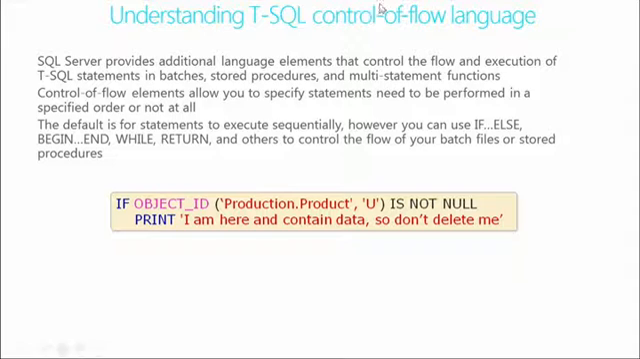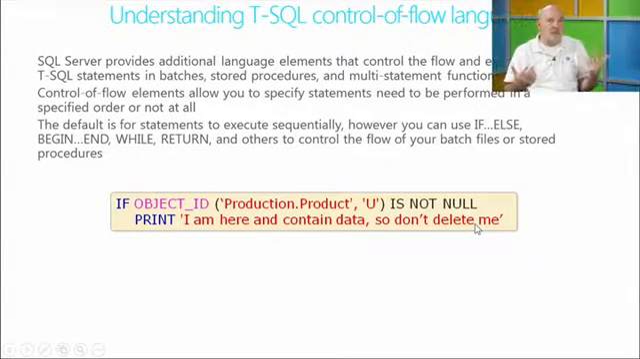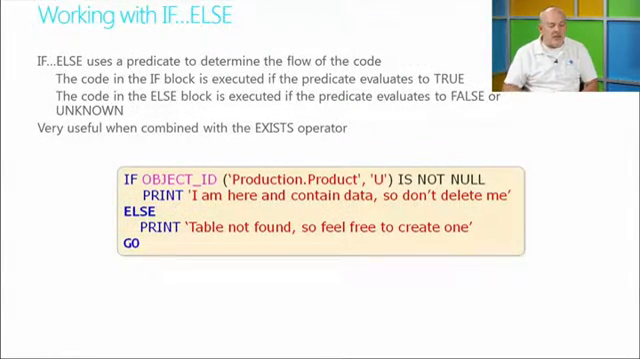So for an example here, I've got if object ID is production product and it's the user product. If it's not null, then print I am here and contain data, so don't delete me. So that's just a basic if statement. Now, if we take it to the next level, we can throw an else in there. If object ID is not null, then print I'm here and contain data, so don't delete me. Otherwise, which means it doesn't exist, we can say table not found, so feel free to create one.